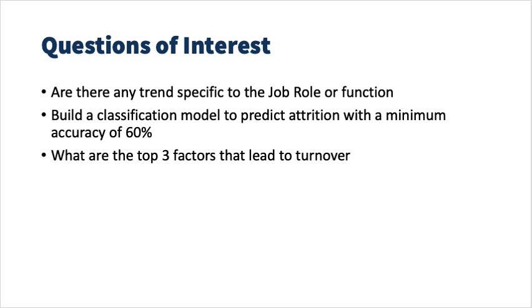Some of the top questions of interest are: are there any trends specific to job role or function? Is it possible to build a predictive model to predict with an accuracy of at least 60%? And finally, what does that model tell us are the top 3 variables that led to attrition, in hopes of targeting those variables in the future?